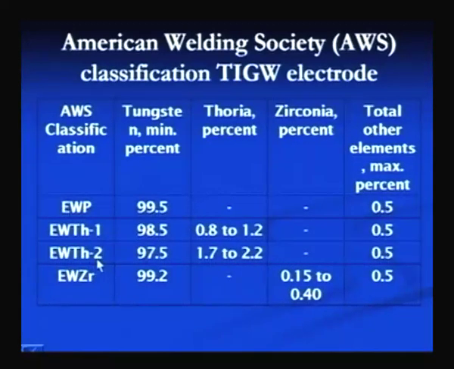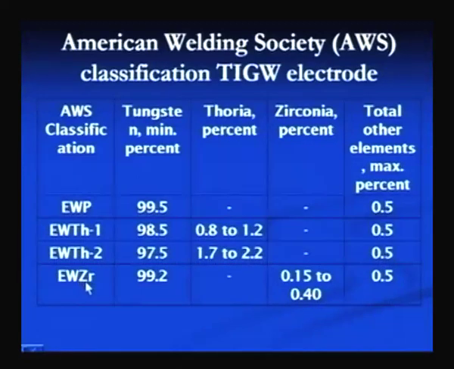Thorium 2 coated tungsten electrode, EWTh-2, can have a minimum percentage of tungsten of 97.5, and the thorium percentage is in the range of 1.7 to 2.2, and the maximum percentage of other elements is 0.5.